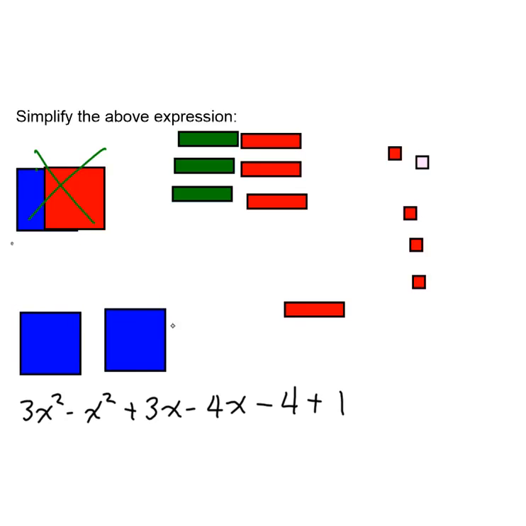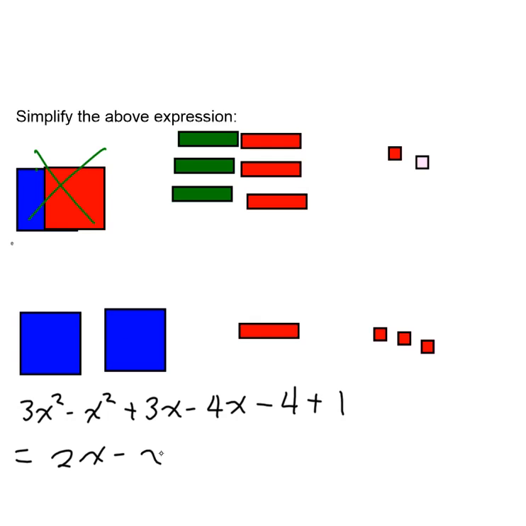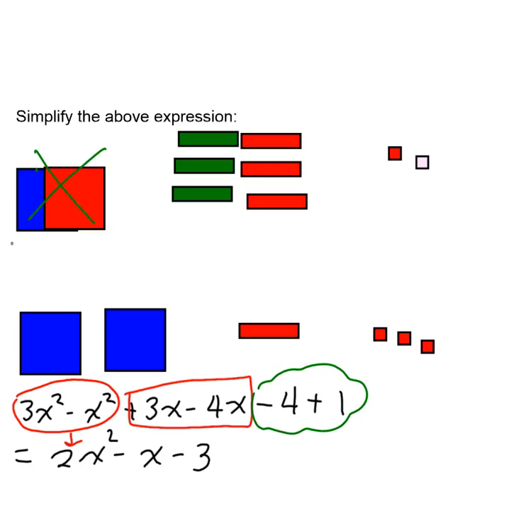So what am I left with? Well, this is what I'm left with. That means this whole expression ended up simplifying to 2x squared minus 1x minus 3. And if we look at that, what does 3x squared take away 1x squared equal? It equals 2x squared. What does 3 take away 4 equal? It equals negative 1. What does negative 4 plus 1 equal? It equals negative 3. That is called collecting like terms.